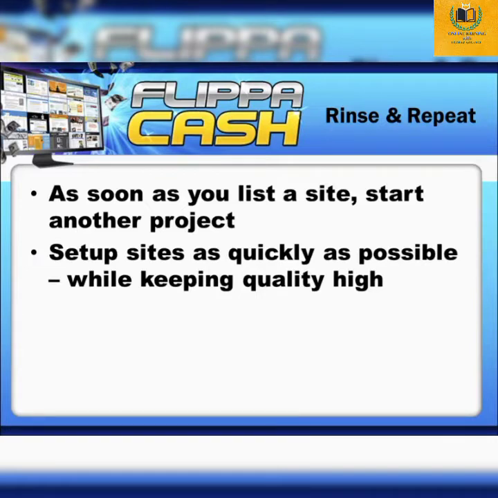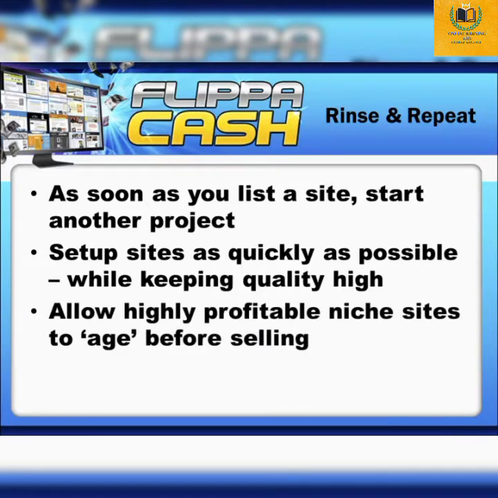Now, sometimes you might stumble onto a niche that could be very, very profitable for you. What you might consider doing is not listing that site right away. Get it all set up, make it all work, and do some link building so that it actually makes some sales, and allow that site to age for a little while. If you get a site to a point where it'll make you $500 a month, you can sell that easily for $3,000-$4,000.